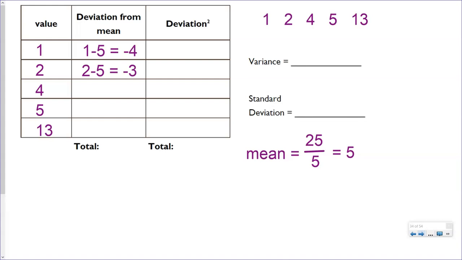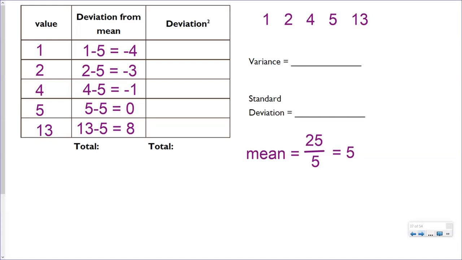For 2, the deviation is -3. For 4, the deviation is -1. For 5, the deviation is 0. It is the mean. And for 13, the deviation is 8. What you should notice is that for any value that's below the mean, the deviation is negative. For any value that's above the mean, the deviation is positive. And for any value that is the mean, the deviation is 0.